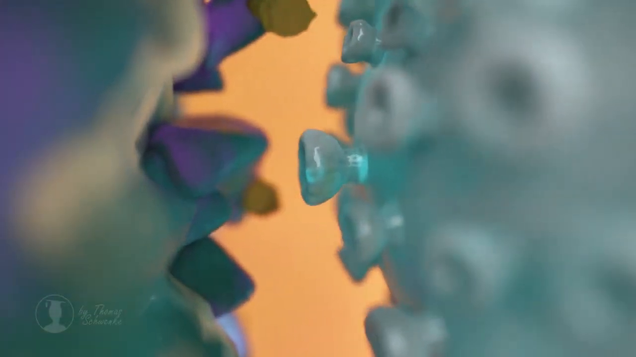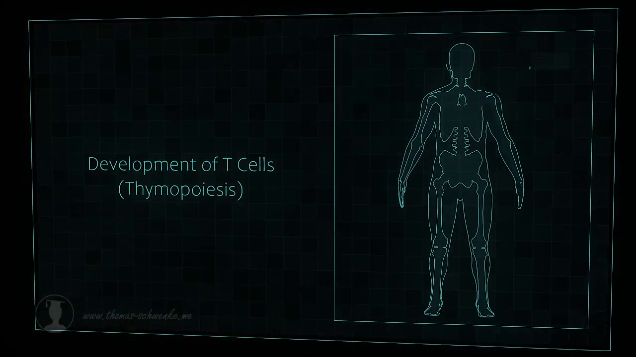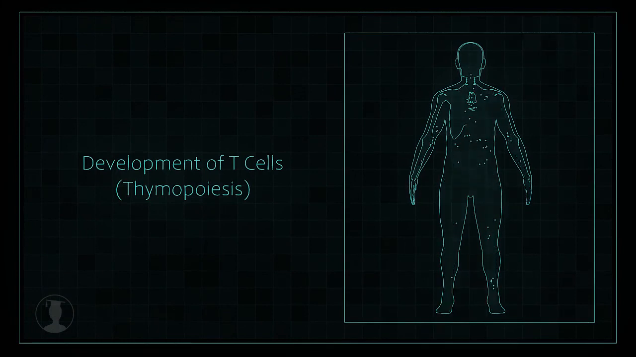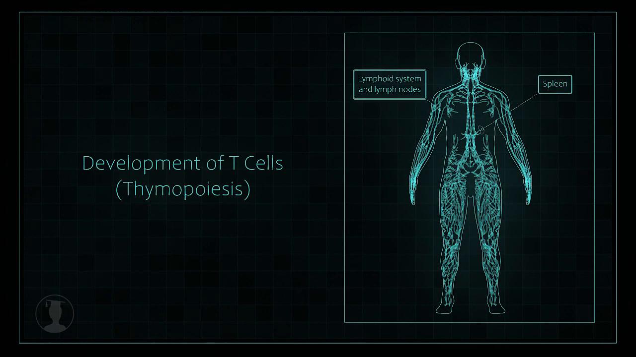Let us take a closer look at this. T cells are also formed in the bone marrow. They then migrate via the bloodstream to the thymus. Because they mature in the thymus, they are called T for thymus cells. In the thymus, which is one of the primary lymphoid organs, T cells form antigen receptors. Afterwards, they usually migrate to secondary lymphoid organs, such as the lymph nodes and the spleen.